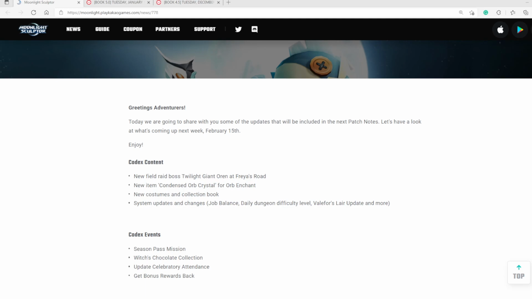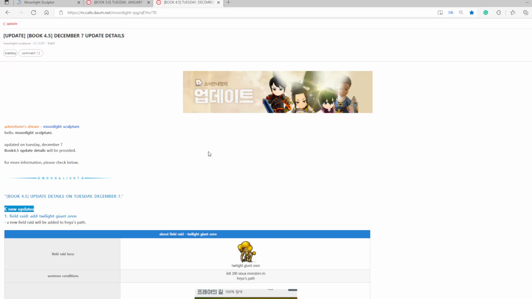And we have some new costumes and collections book, system updates and changes on the job balances. And of course, there's a newly added daily dungeon difficulty level and Valifor layer updates. So there are more in here, but let's jump into the Korea book itself that explains more. This patch note is much more related to the Korea book 4.5 if you click in here.